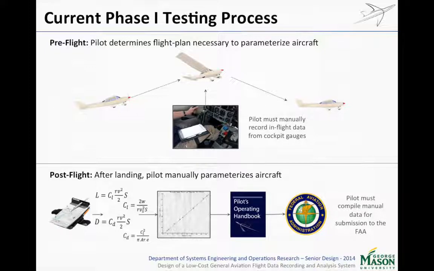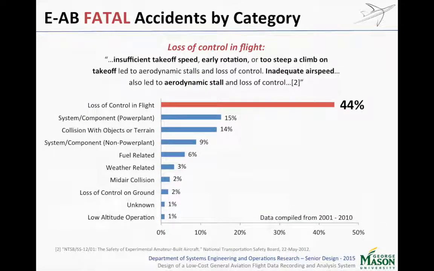When they come down from the flight, they have to manually calculate all the measurements and parameters for their aircraft, generate their own manual graphs, manually compile their own pilot's operating handbook, and then submit all of this to the FAA for approval. As we can see, one of the main problems here is that there are so many manual steps in this process, and all of these manual steps lead to compounding error in parameterization. So what does this compounding error in parameterization lead to? It leads to loss of control in flight.